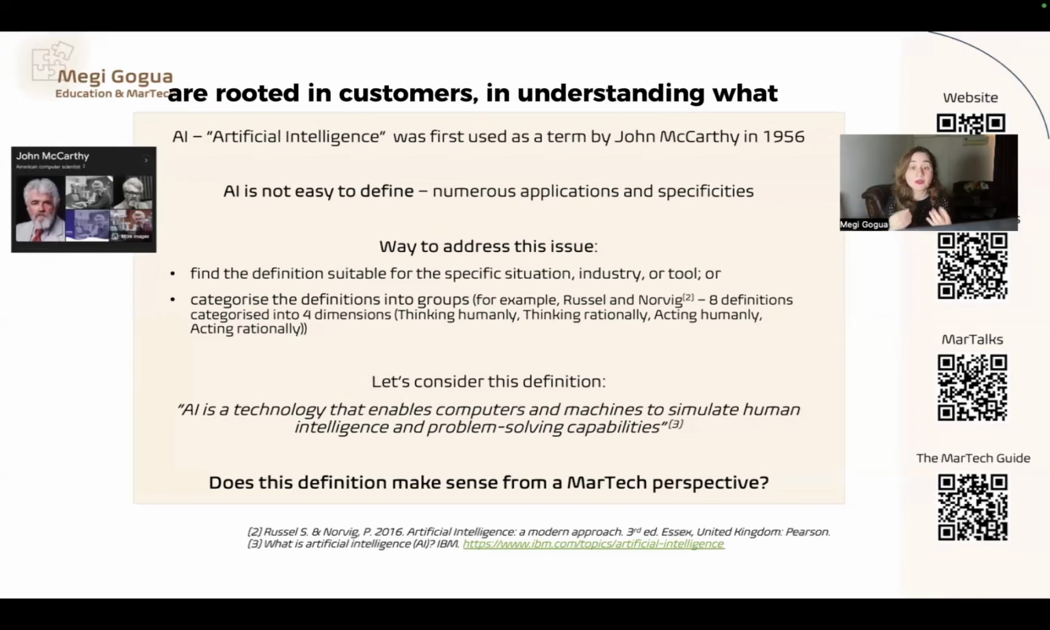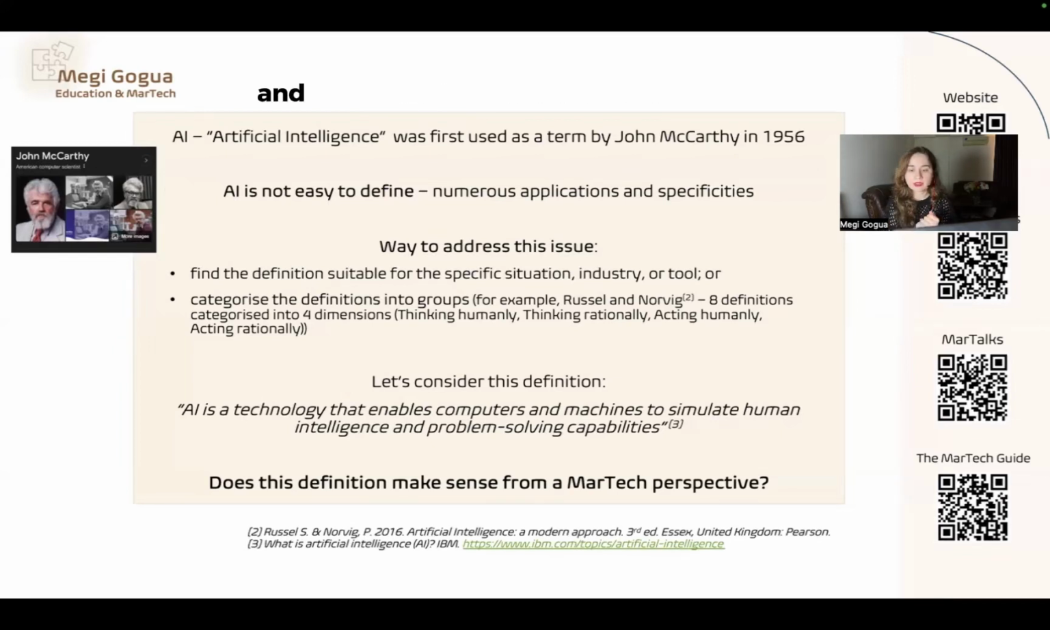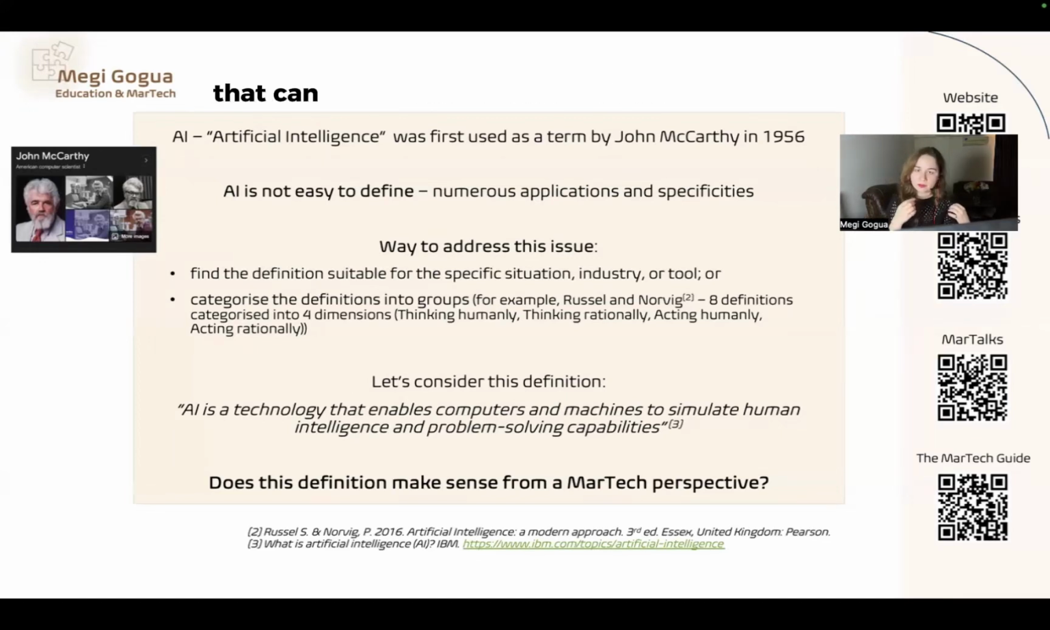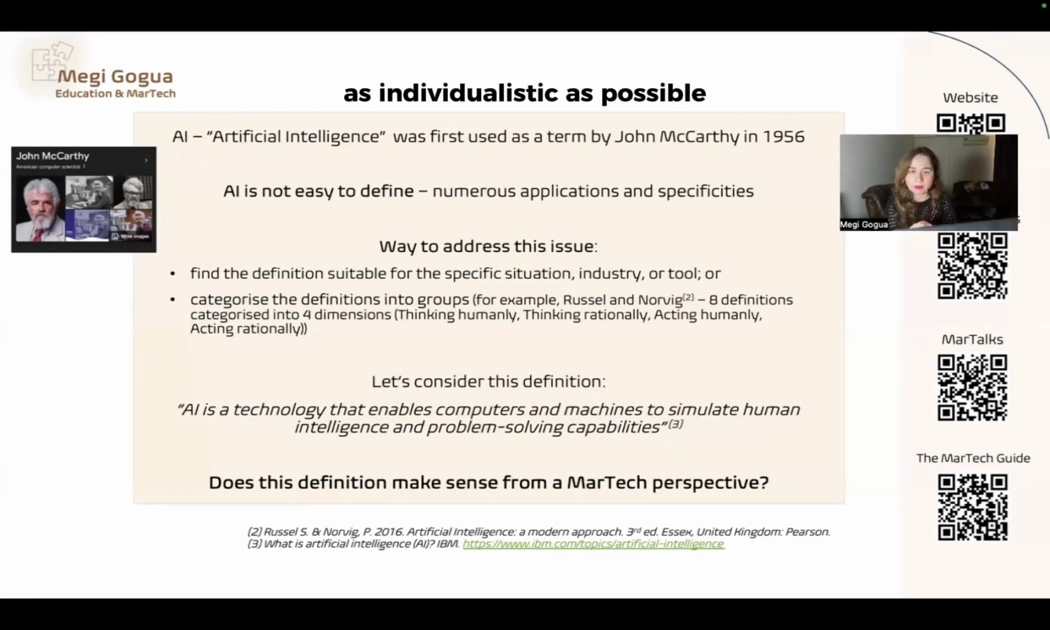And this definition helps us from the marketing perspective to understand that we, as usual, are rooted in customers, in understanding what they do, what they feel like doing, right? And using the data that they leave behind, in this sort of digital path, the behavioral patterns that can be established by a lot of pinpointing of their decision making points, which helps us to see customers as individualistic as possible.